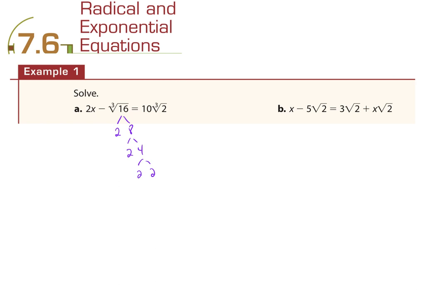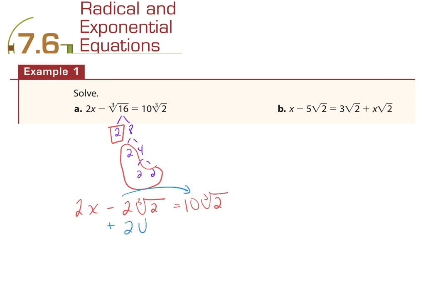And it does. This is the cubed root, so I'm looking for a group of 3. So I have 2x minus that 2 that can come out. This 2 will stay in, equals 10 cubed root of 2, all right? And so then I am going to move all of my radicals to one side, kind of like I would if I had variables of 2x and 10x or something like that. So I'm going to move this over to the other side with addition. I'm going to say 2 cubed root of 2, 2 cubed root of 2.